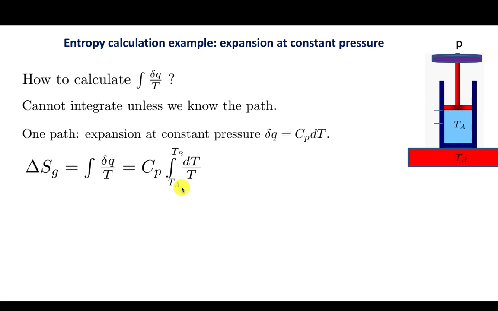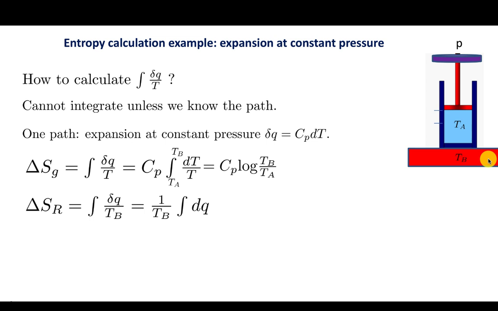This integral is just log of TB minus log of TA, because the integral of dT over T is log of T, which is the same as log of TB over TA. Simple enough. Now, what is the change in entropy of the reservoir?